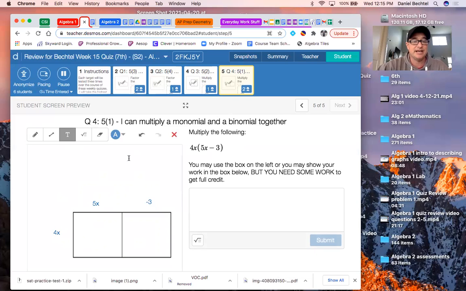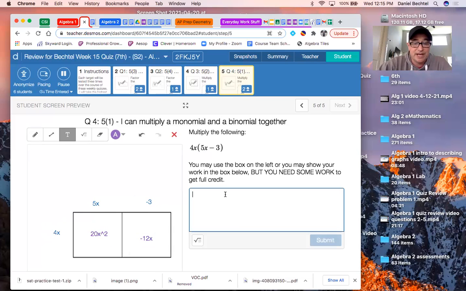So that means inside here, well, 5 times 4 is 20. X times x is x raised to the second power. And then for this one over here, I've got the 4x and the 3. So 4 times that negative 3 is going to give me negative 12. And x times nothing is just going to give me an x. These aren't like terms, so this is all I can do. And I can just write that here, 20x to the second power minus 12x.